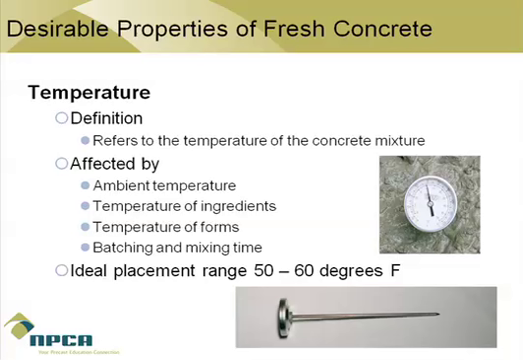It's important to note, when talking about temperature, that we're talking about the temperature of the concrete mixture itself. Concrete temperature is very key because, as we have mentioned previously, the temperature of the concrete can affect the workability, consistency, and even the hydration of the cement. For most concrete mixes, 50 to 60 degrees Fahrenheit is the ideal temperature for placing concrete. ASTM even has a test method for taking the temperature of fresh concrete.